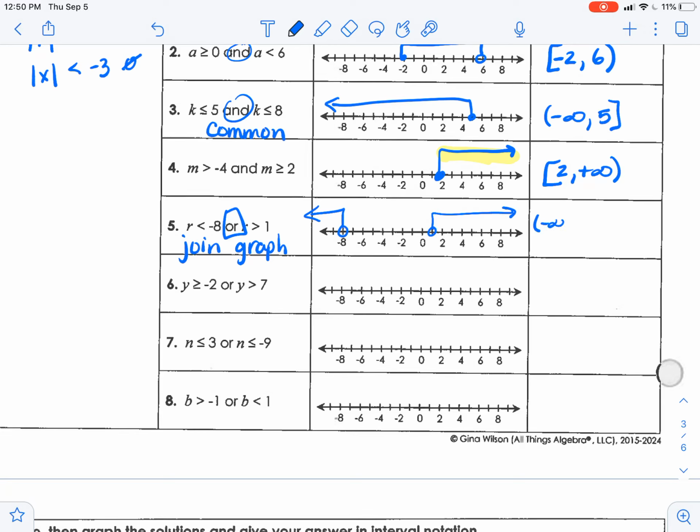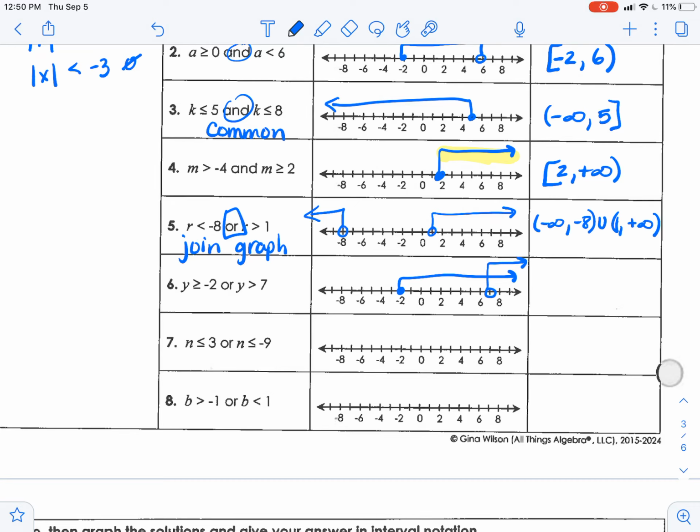Well, I'm going from negative infinity to negative 8, union from 1 to positive infinity. Again, that is a very typical or that you see. Okay, let's try another one. We have greater than or equal to negative 2. We have greater than 7.